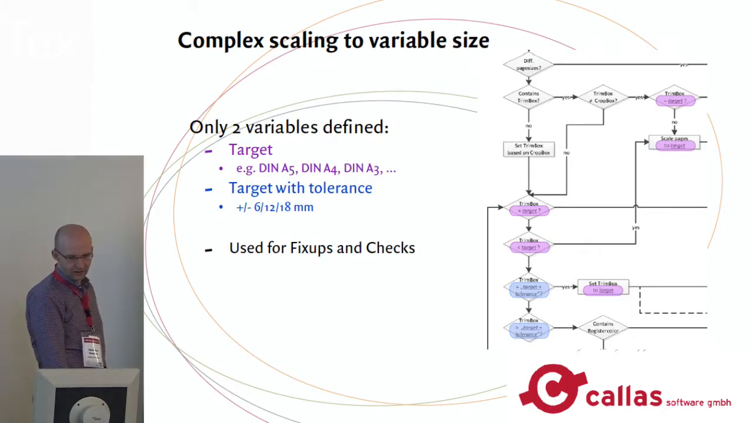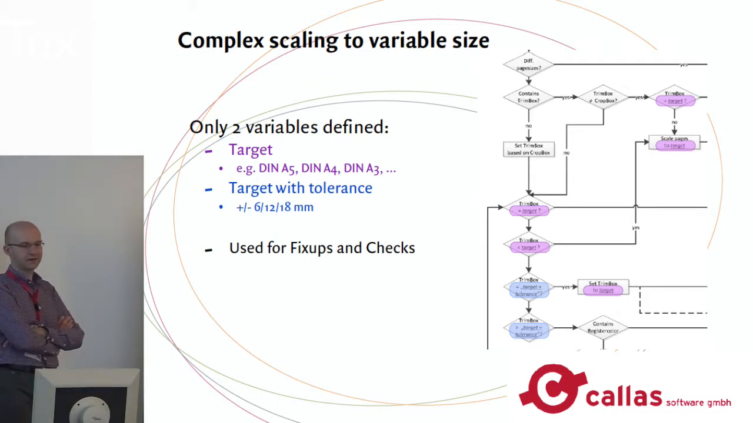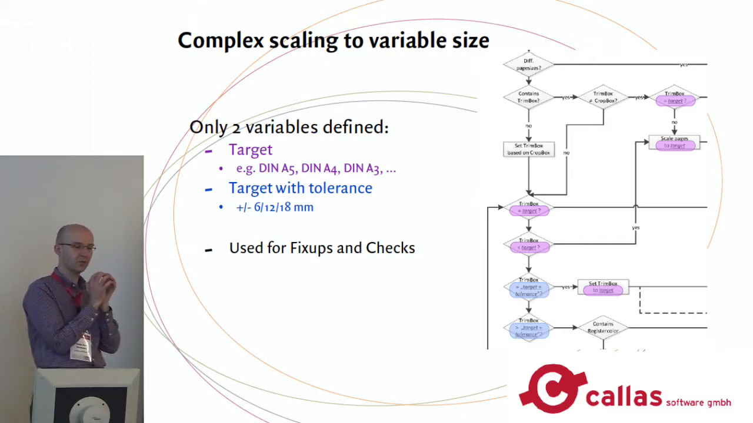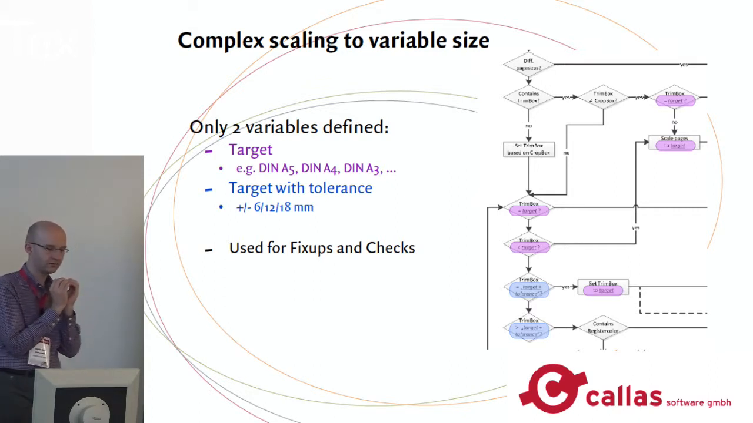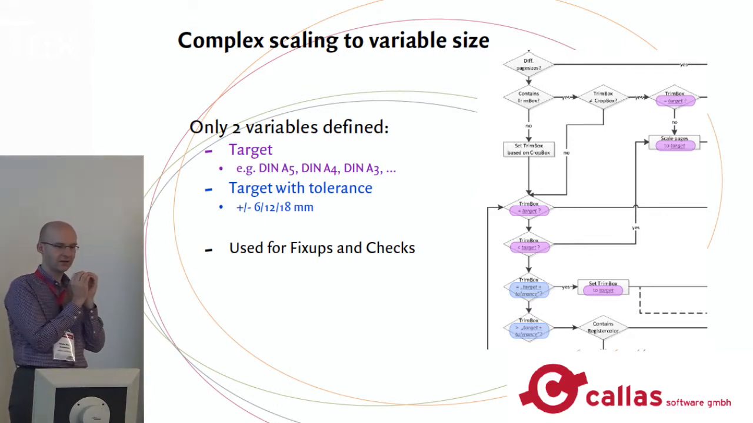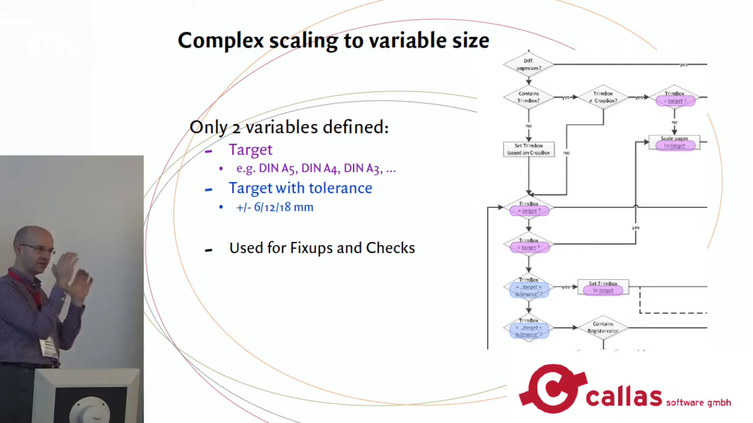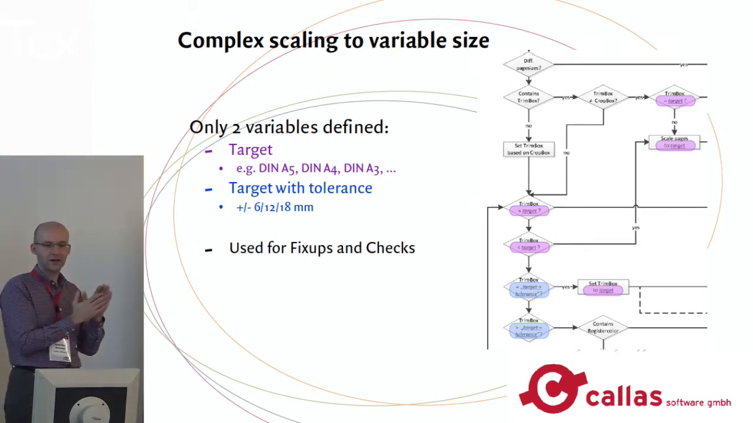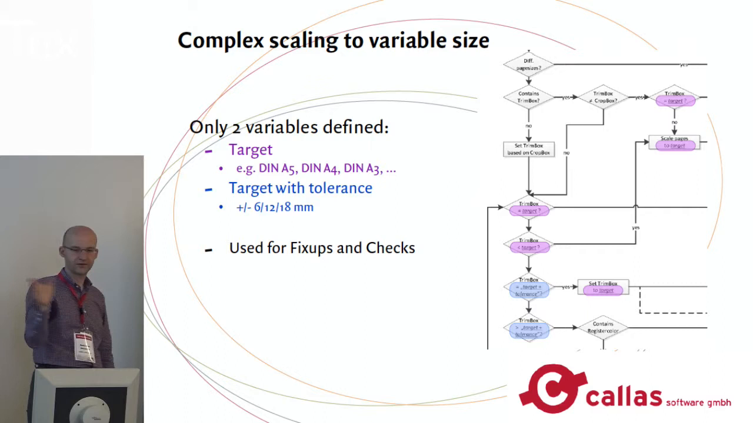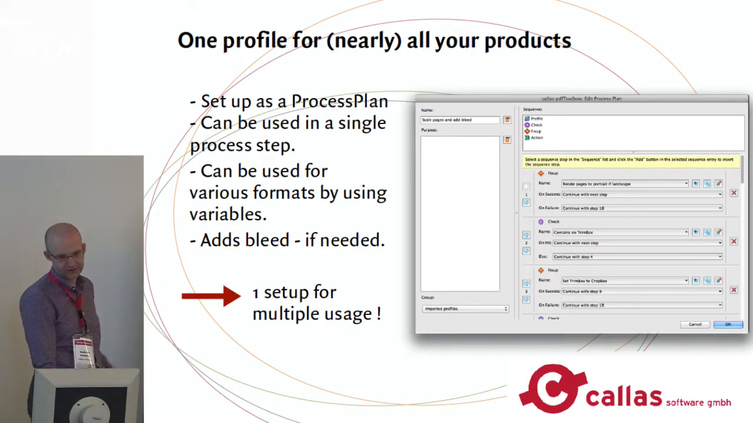And the nice thing here is we have only two variables. We have the target, and we have the target with tolerance. So we also have in this solution one step within the workflow of the customer, where they can use the same profile, the same process step for several products, because they have smaller flyers, A6, A4, whatever, and they simply have to trigger the size for the different queues into that profile, which is used for fix-ups and checks, and the result will be scaled automatically depending on the size to the target product. Yeah, one set for multiple things.